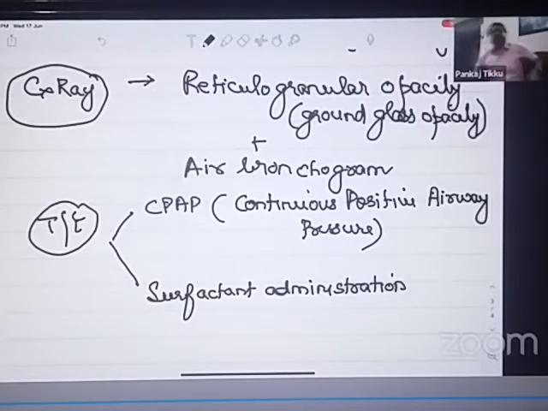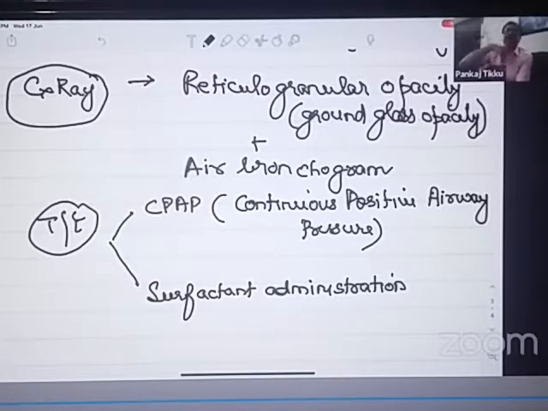So just try to understand what CPAP therapy is. In CPAP therapy, a continuous pressure is given during the exhalation phase of the child. When the child takes in air, the alveoli open. But when the child exhales, a machine gives a continuous pressure to keep the alveoli in an open state.